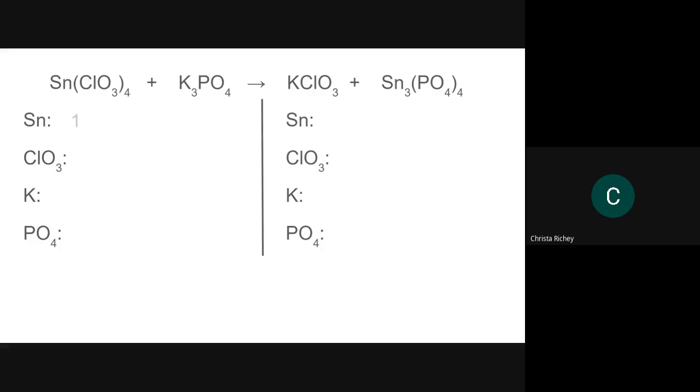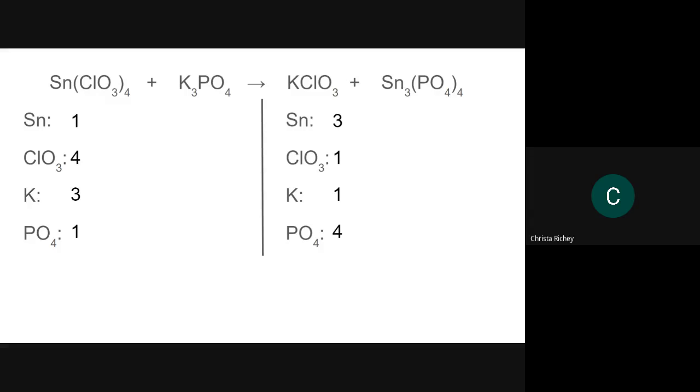All right. Tin is 1. Chlorate is 4. Potassium is 3. No parentheses. How many phosphates do I have? 1. On the right, how many tins? 3. How many chlorates? 1. How many potassiums? 1. How many phosphates? 4. It's the number outside the parentheses. You're not ready for me to show you the way I do it.